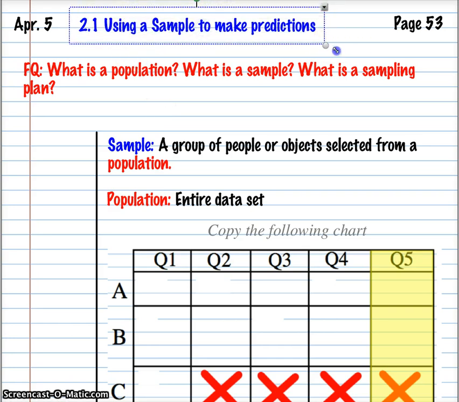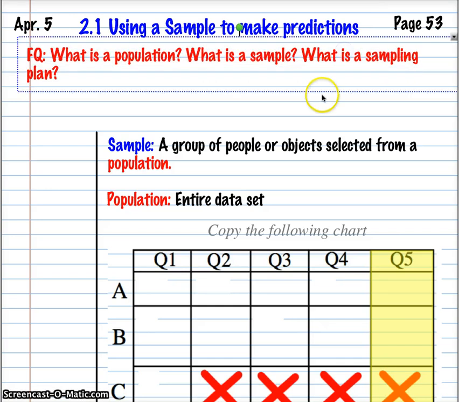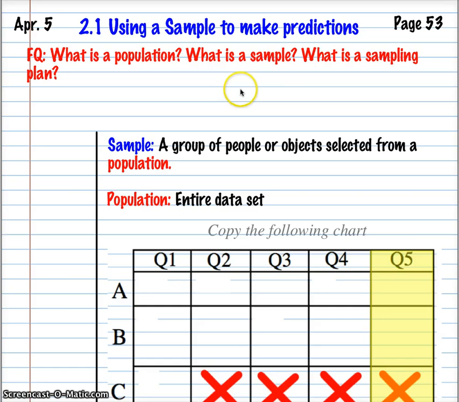So we need to make predictions on data, but we don't want to talk about the entire group of people because that's too many. A sample is a group of people or objects selected from a population. So it's a smaller group from the entire group.